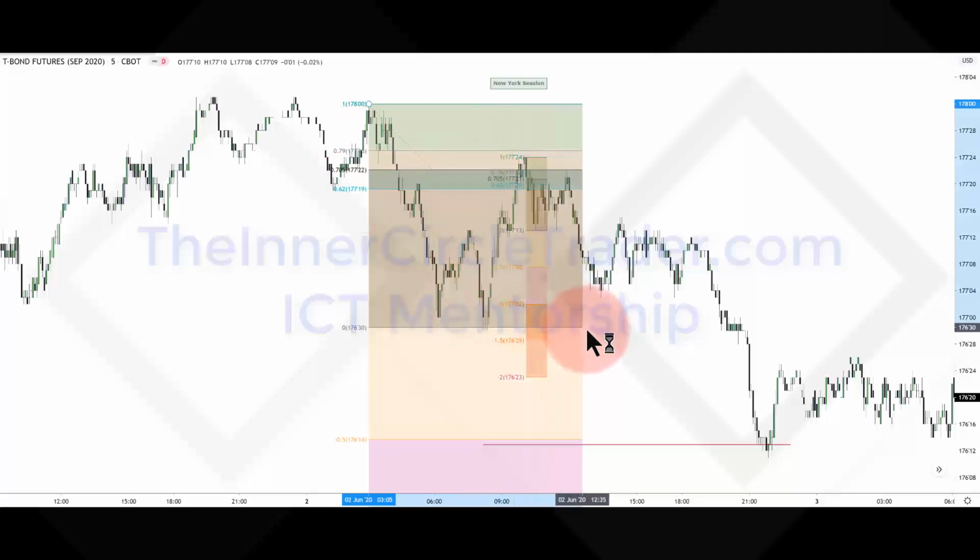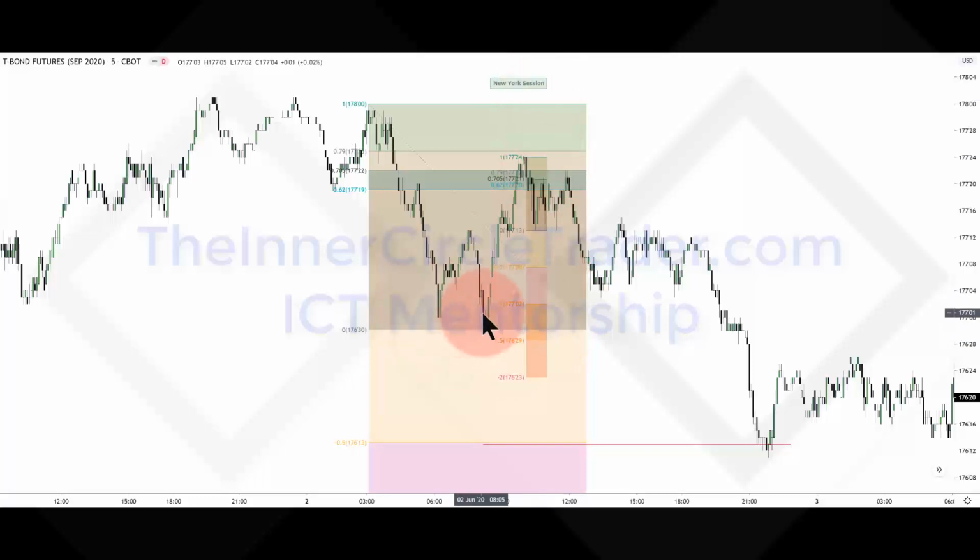I'll try to do my best to keep it right on that low. Now, you can see inside of this New York session, it trades up into almost a 79% retracement level. Falls off a little bit, comes back up, 62% retracement level, still within the New York session. And then we want to see it expand down and take out these relative equal lows.